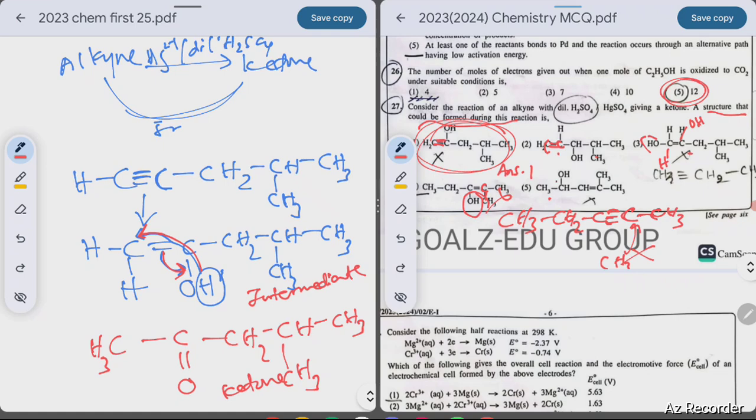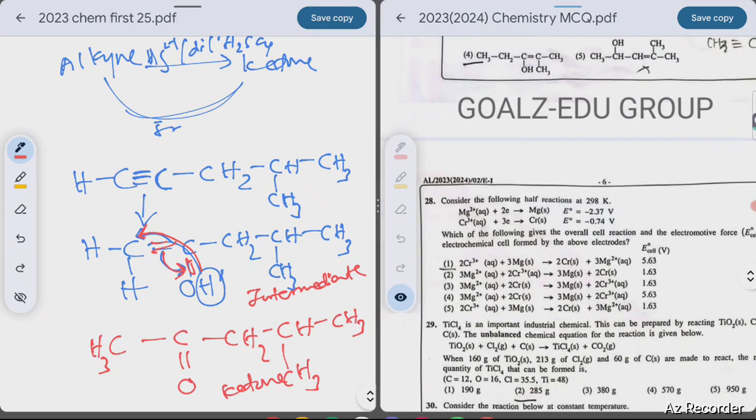Again, fifth is wrong because OH is not bonded with a double bonded carbon. Right? In the intermediate formed within this reaction, this OH should be bonded with the double bonded carbon and it should be bonded with the carbon with less number of hydrogens. Right? So we can go with the first answer here. Next we'll move on to the 28th question, right?